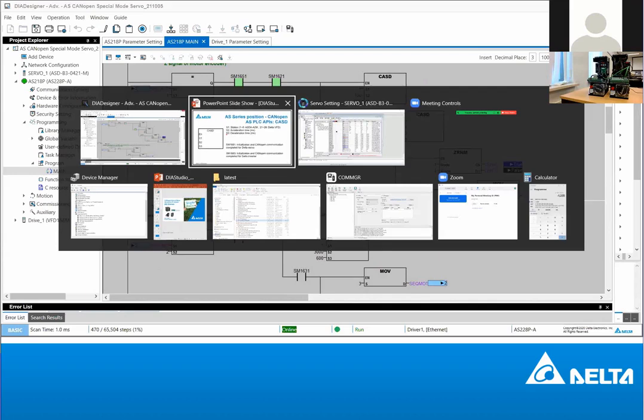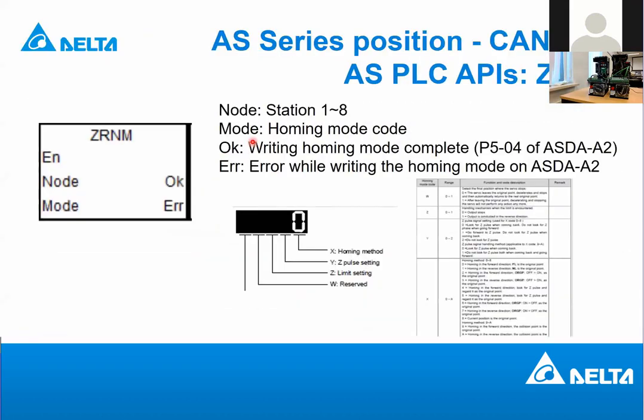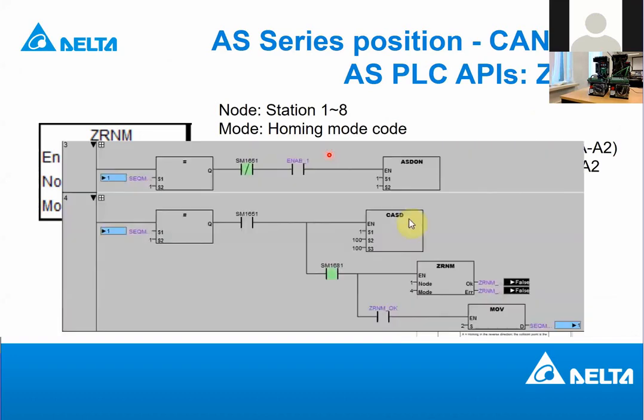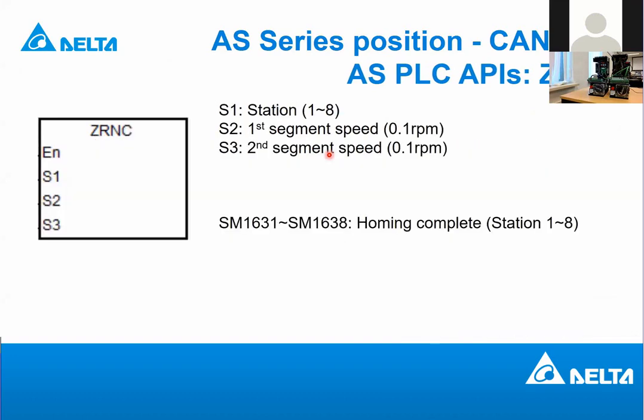So let's go back to the presentation. So now we are going to do the homing. We have already chosen homing mode as mode 4. So this is a video like I told you. So this is the homing command. So when this is triggered, it will move our drive to home. So once the homing is complete, this flag will be triggered that the homing is complete.